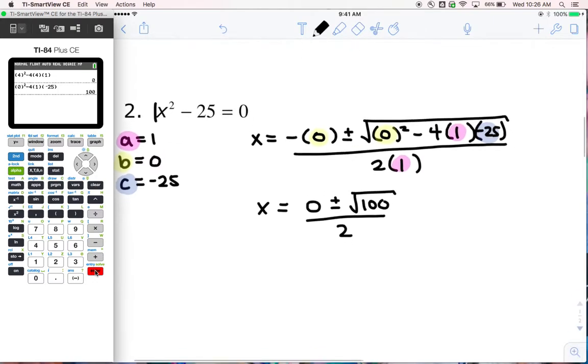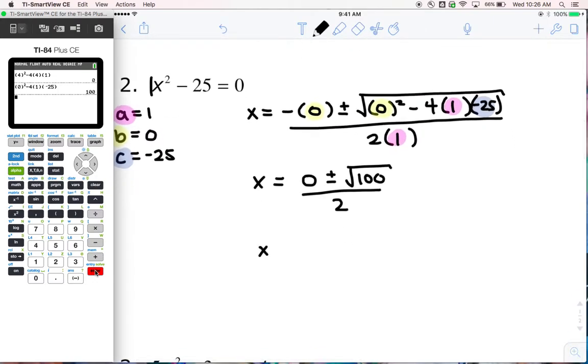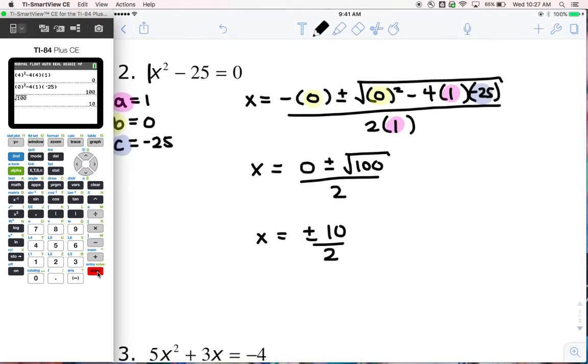Okay, so in the process of cleaning this up, I hope we know that plus or minus the square root of 100. The square root of 100, y'all, I mean, you should know it, but if you don't, you can use your calculator. The square root of 100 is just 10. So we have plus or minus 10 over 2. So what are my answers here? I want you to think about this. Well, I guess we can keep cleaning this up. We got x equals positive or negative 10 divided by 2 is just 5. So x equals plus or minus 5.